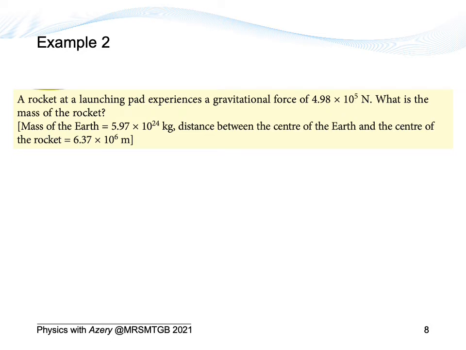A rocket at a launching pad experiences a gravitational force of 4.98. What is the mass of the rocket? This time, it asks us to find the second mass. So we can say that the mass of the Earth here is m1, and the distance is already stated here, r. You need to find m2. If you want to try this first, you can pause the video, but if you already did this, you can check the solution here.